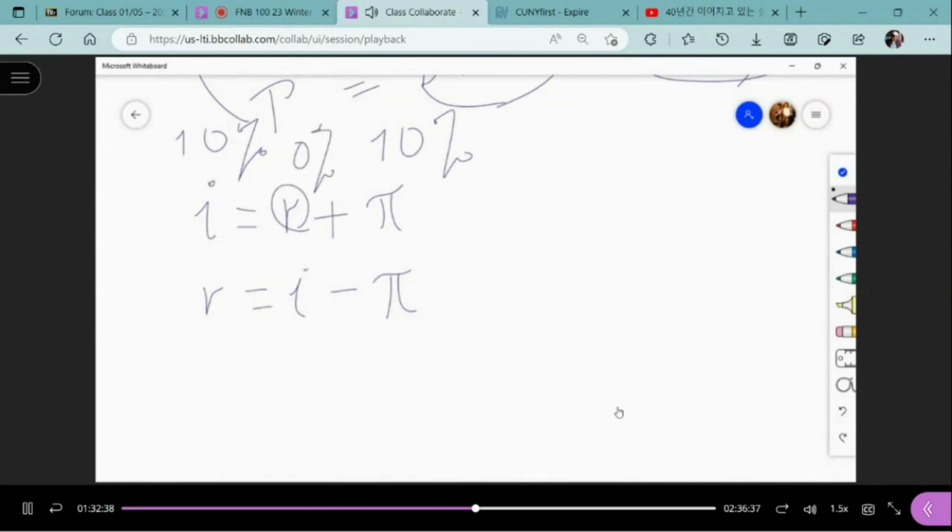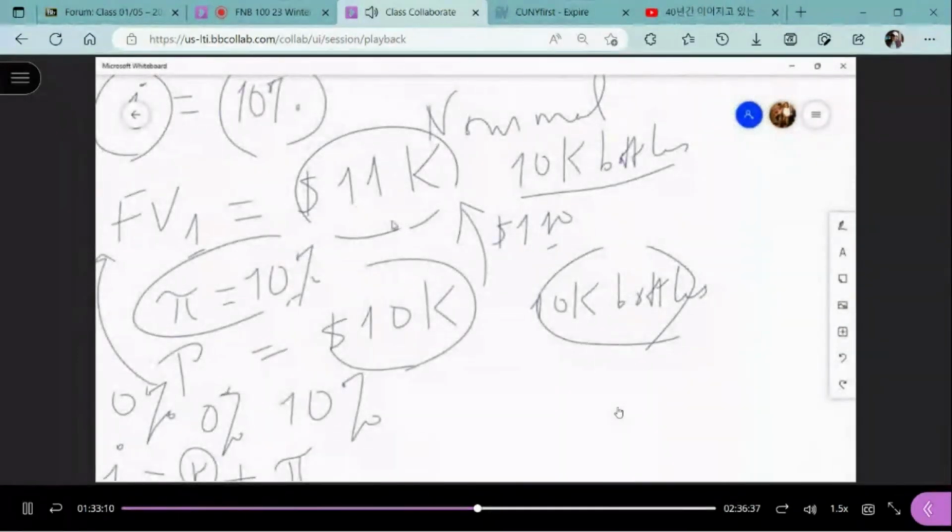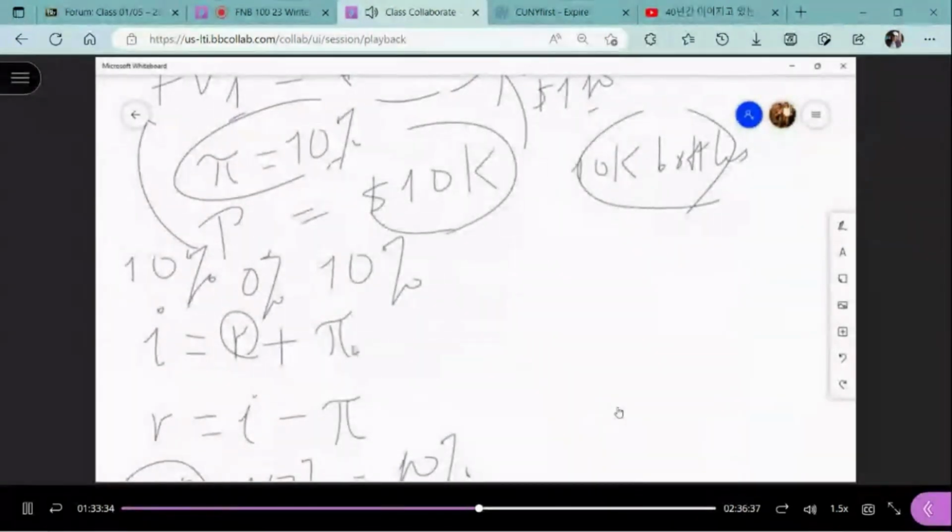In other words, nominal interest rate is completely wiped out by inflation. Then the real interest rate is zero, which means you are no better off. Although nominally you have $11,000 now, you are effectively no better off than a year ago when you had $10,000, because in real goods you can still buy 10,000 bottles, right? You're no better off.